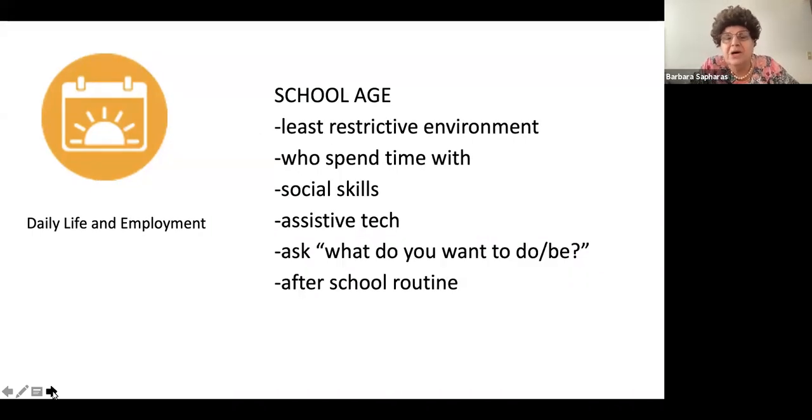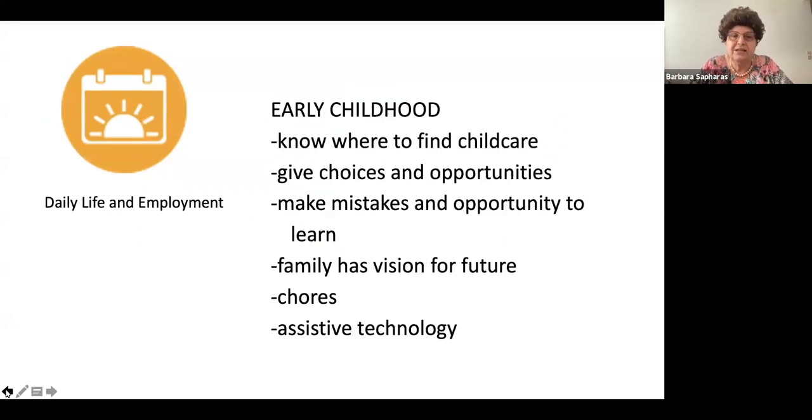I'm not going to read them all, but I just want to show you how the domains really go across the life stages. We also need to remember that if you're working with school age kids, for example, we need to look not only at what experiences and opportunities are in that domain for that life stage, but also for the previous life stage.